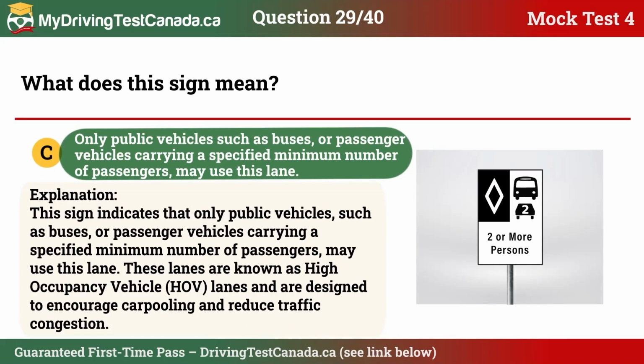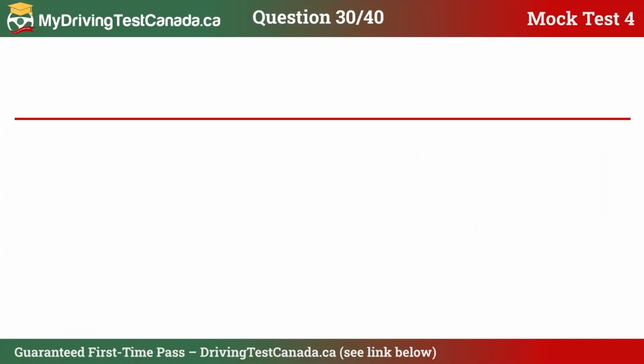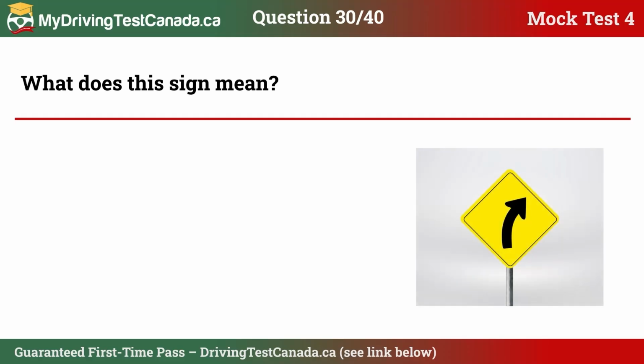Explanation: this sign indicates that only public vehicles, such as buses or passenger vehicles, carrying a specified minimum number of passengers may use this lane. These lanes are known as high occupancy vehicle (HOV) lanes and are designed to encourage carpooling and reduce traffic congestion. Question 30. What does this sign mean?